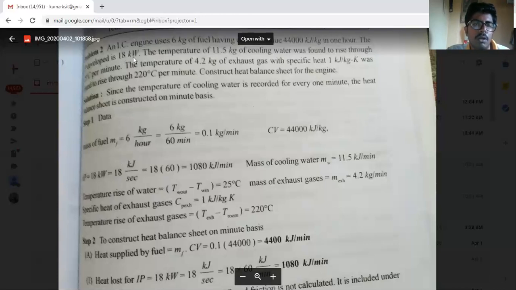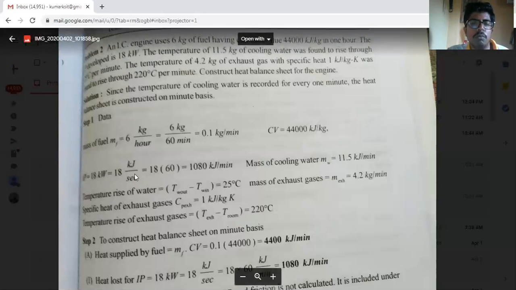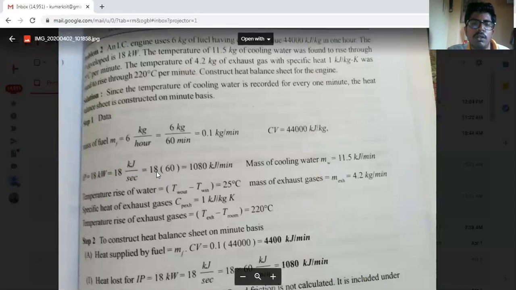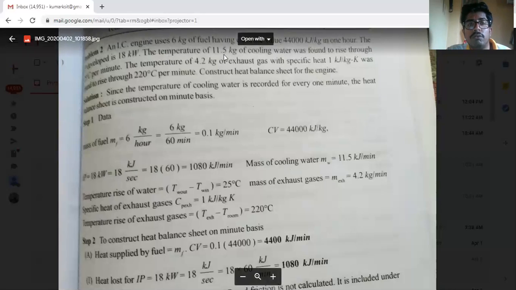The indicated power developed is 18 kilowatt. IP is equal to 18 kilowatt. That is, 18 kilowatt can be written in terms of kilojoule per second. So that is 18 into 60, 1080 kilojoule per minute. The temperature of 11.5 kg of cooling water, so mass of water MW is equal to 11.5 kg, was found to rise through 25 degrees centigrade per minute.